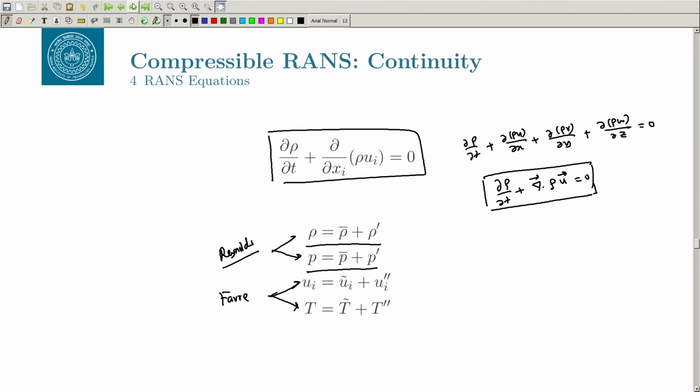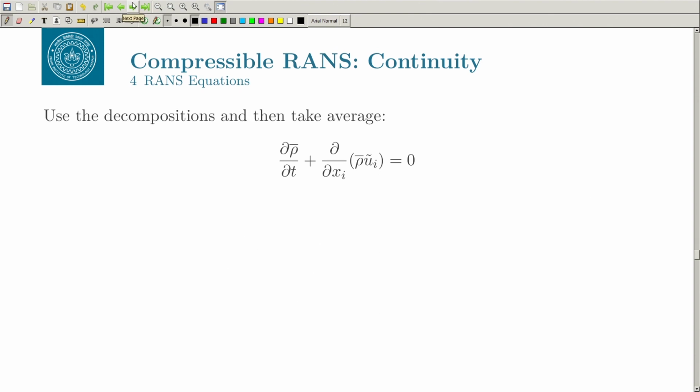Now use them on your continuity equation. Let me work this out here. We have del of rho bar plus rho prime by del t plus del by del xi of rho bar plus rho prime times u tilde plus u double prime equal to 0. Or, instead of writing rho bar plus rho prime, just keep it rho, because anyway that will get cancelled out since you are using the Favre averaging. Just keep it rho, equal to 0, then take the time mean of the entire thing.